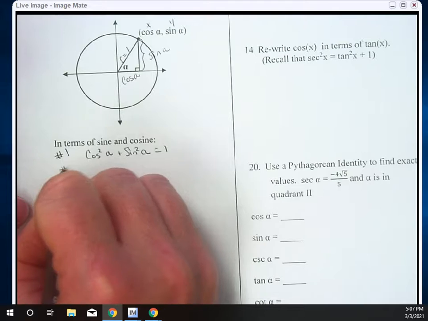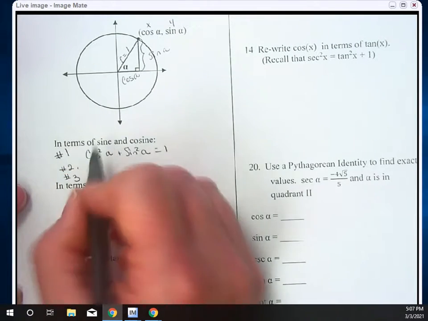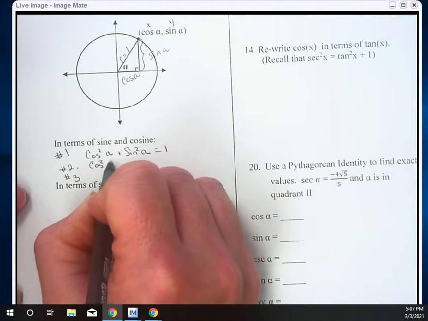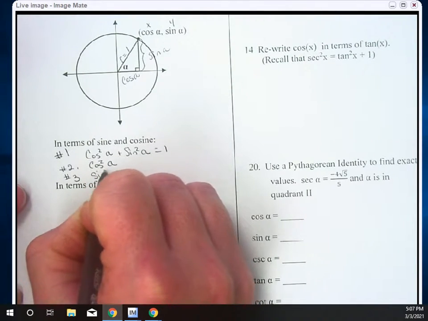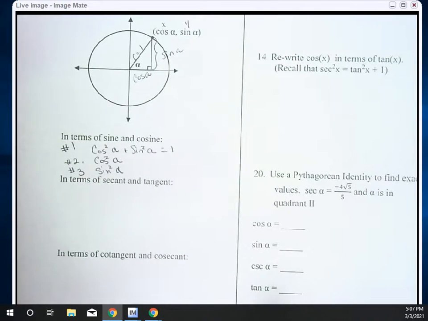I want you to pause the video and I want you to solve this equation for cosine squared of alpha, and then I want you to write it in terms of sine squared of alpha so that you have 3 of the equations in terms of sines and cosines.